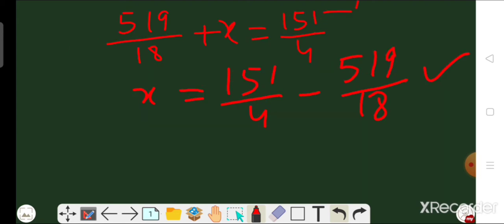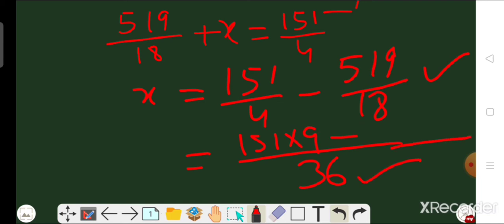Okay. Now this is equal to 36. When you divide 36 by 4, you will get 9. So 9 should be multiplied by 151. Put the same sign as they have. Again divide this 36 by 18. You have 2 and we have to multiply 2 to 519. Okay. Now we have to solve this multiplication.